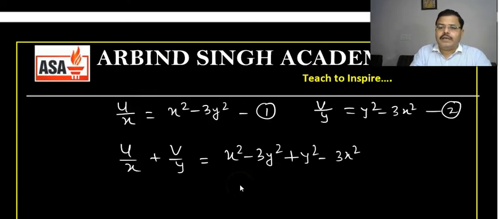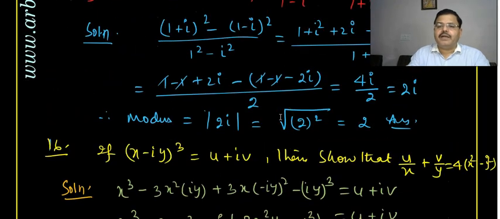So by adding them, the result will be x square minus 3x square, that is minus 2x square, minus 2y square. So to get the result, there should be negative sign. So in the question also, there must be, this is a printing error, I hope, and it must be here, negative sign. So there must be negative sign.